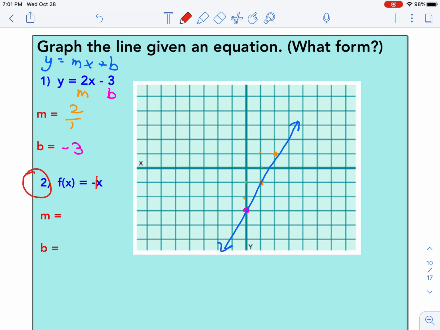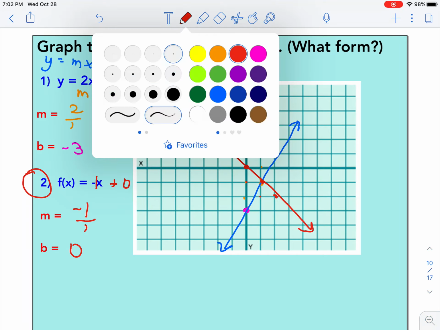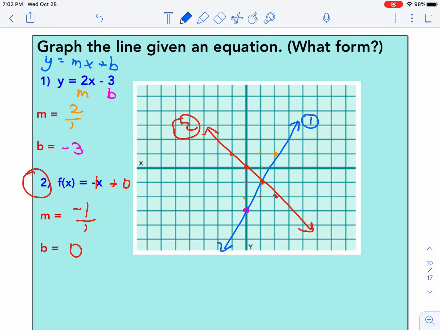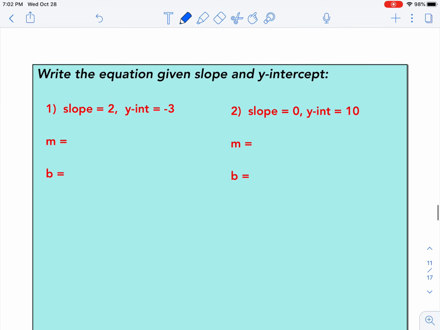All right, your slope for this is actually, there's a 1 in front. So your slope for this is -1, or -1 over 1. Your y-intercept, there isn't one. Well, yes, there is, because there really could be a +0. Your y-intercept is 0. So my y-intercept is 0, and my slope is going down 1 to the right 1. And so here is my line for number 2. And this one is number 1.